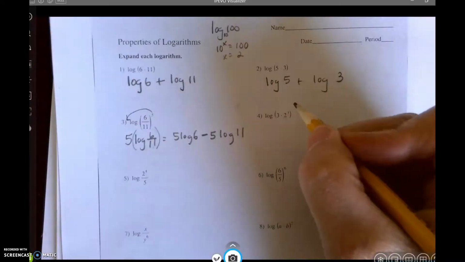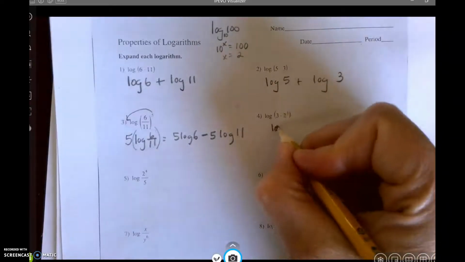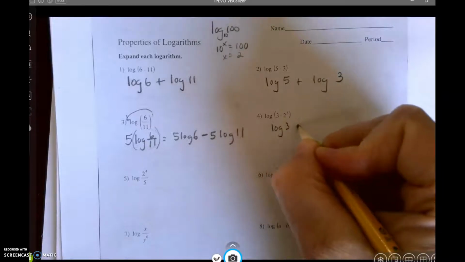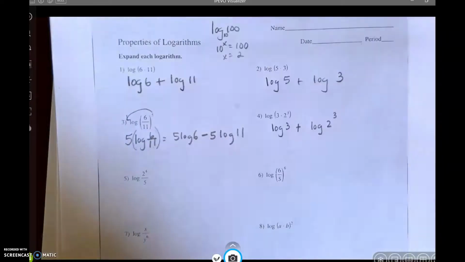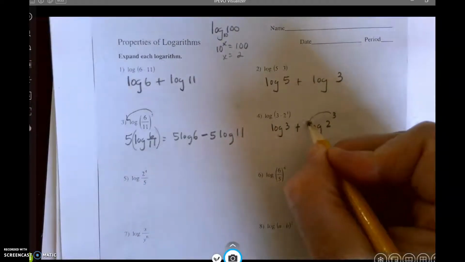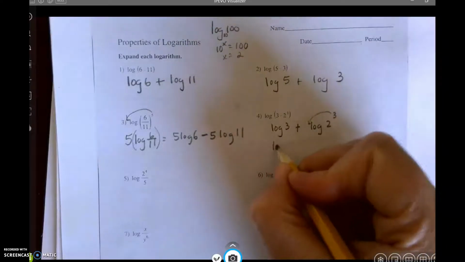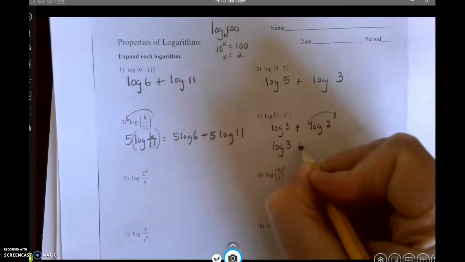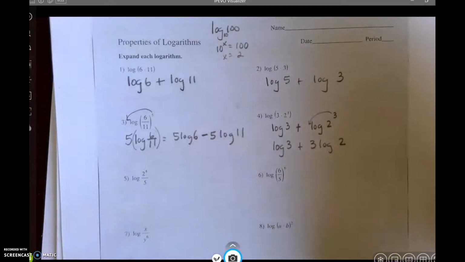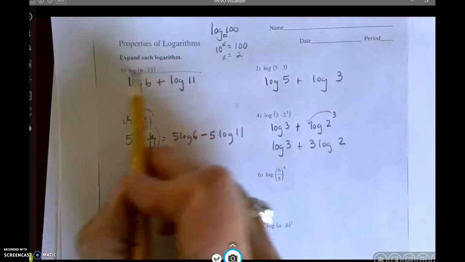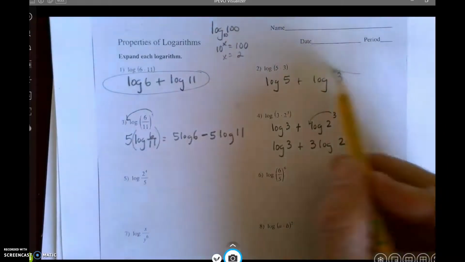Okay, because that 5 went with this whole thing. So look at this next one. We have the log of 3 plus the log of 2 cubed. That cubed only went with the 2. Now that cube is going to move to the front, and we get log 3 plus 3 log of 2. Okay, I'll circle my final answers here.